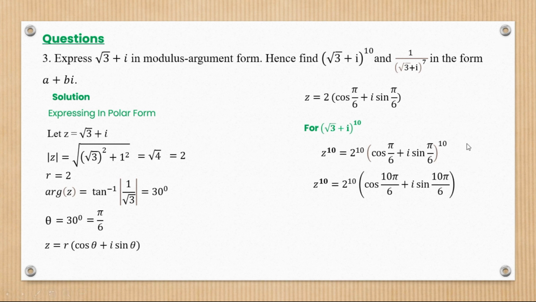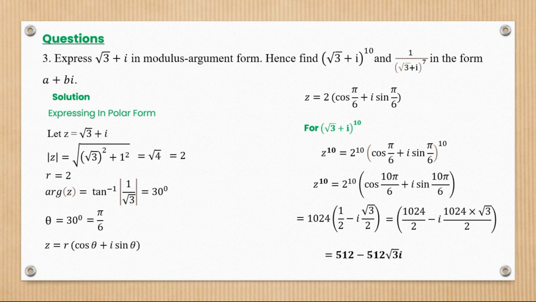With our knowledge of De Moivre's theorem, we can bring this 10 inside, then it becomes that. Then we can say that 2 to the power 10 is the same as 1024. Then we know that in radians, cos 10 pi over 6 is the same as a half, and sin 10 pi over 6 in radians is root 3 over 2. So when you multiply the 1024 inside, this is what we're left with. But 1024 divided by 2 is 512. So we're left with 512 minus 512 root 3 i.